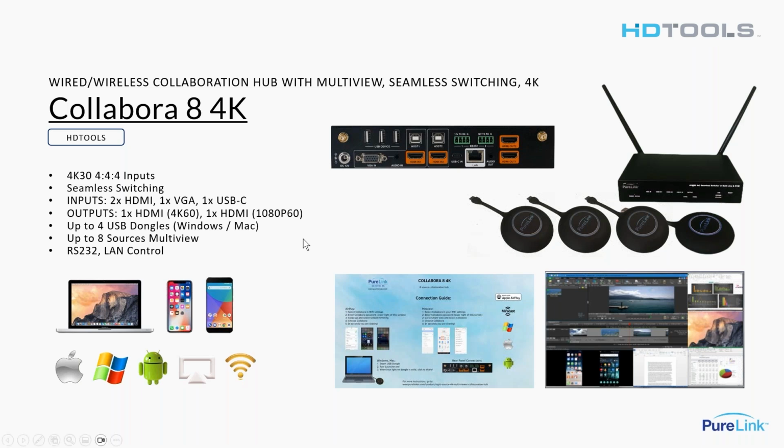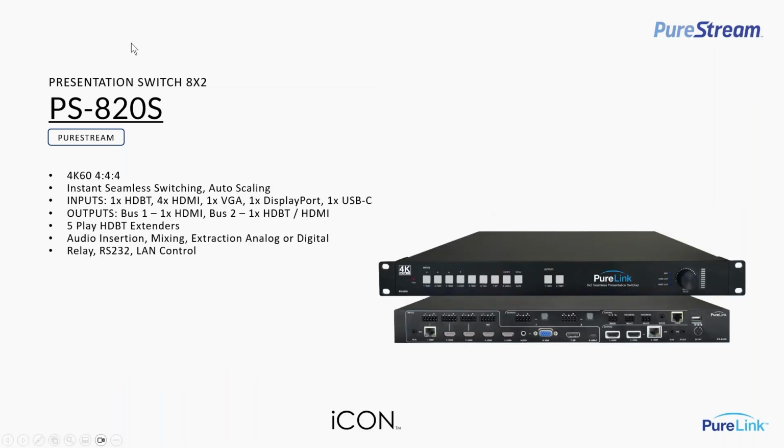Okay, so let's look at some presentation switchers. Our PSH20S is a 4K 60 seamless switcher with auto scaling of the inputs, and it's got 2 independent output scalers. So it's 8 in, 2 out, so 2 output buses, and each one of those I can set to different resolutions. So if I've got a 4K 60 monitor and I have a 1080p 60 monitor on the second bus, I can set my scaler appropriately for that.